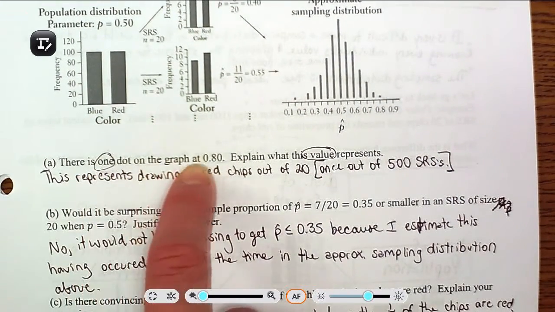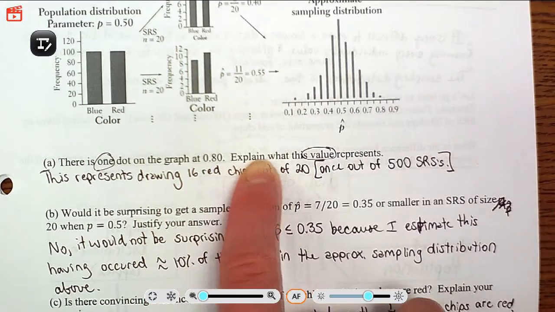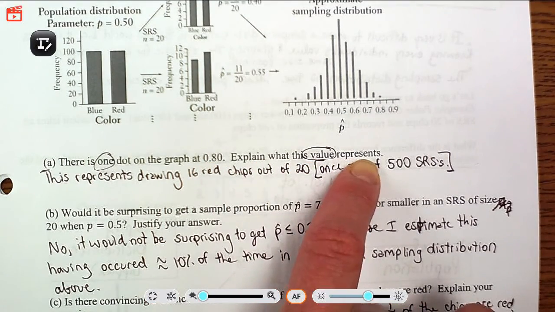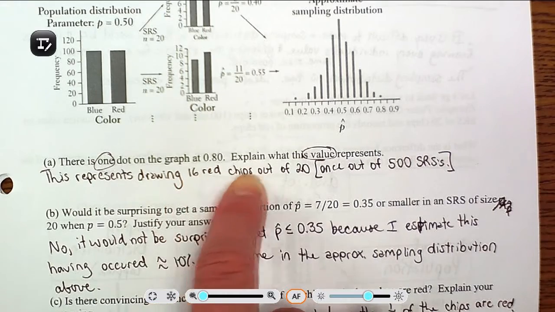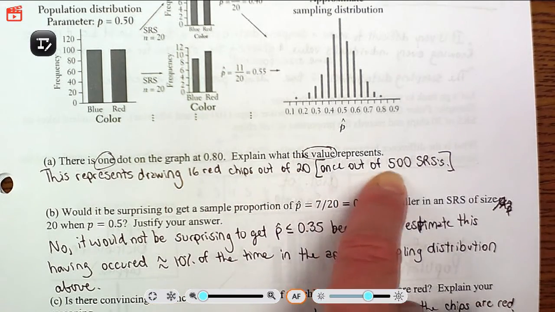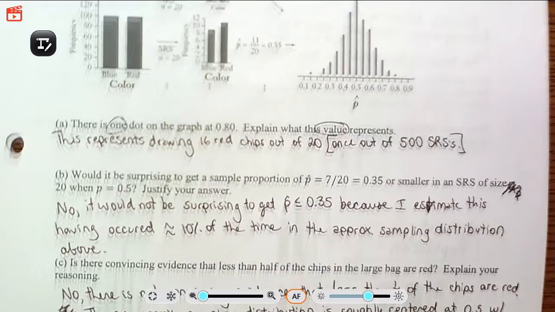There is one dot on the graph at 0.8. Explain what this value represents. This represents drawing 16 red chips out of 20. Once out of 500 SRSs this occurred.